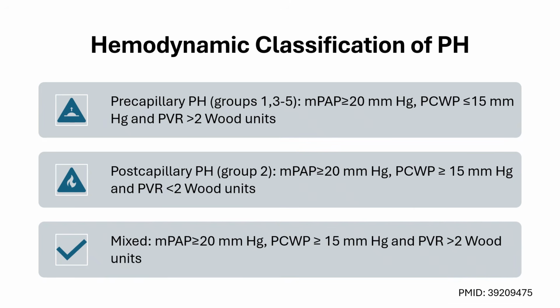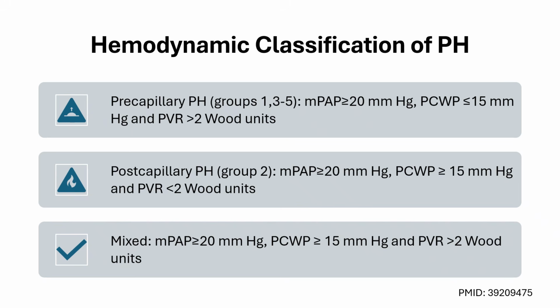Hemodynamically, we can also classify pulmonary hypertension into precapillary, which is usually from group 1, group 3, group 4, and group 5, postcapillary pulmonary hypertension, which is typically group 2, and mixed pulmonary hypertension. In all pulmonary hypertension, you can see that the mean pulmonary arterial pressure will be at least 20 millimeters of mercury. In precapillary pulmonary hypertension, you will have a pulmonary capillary wedge pressure of 15 millimeters of mercury or less, and pulmonary vascular resistance of more than 2 Woods units.